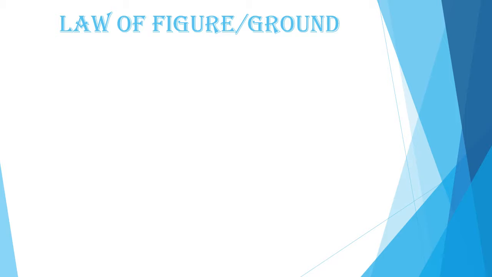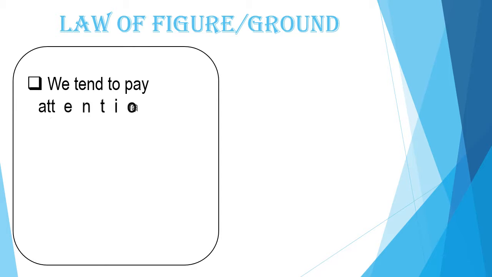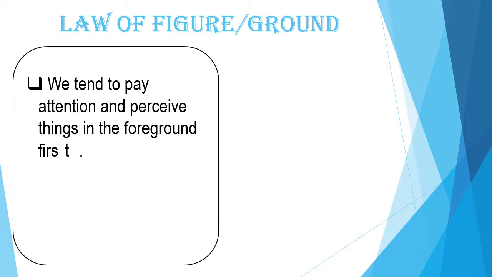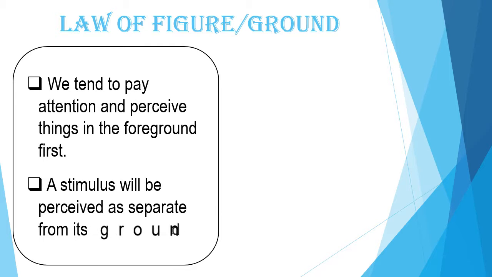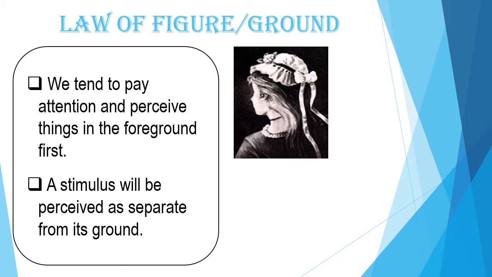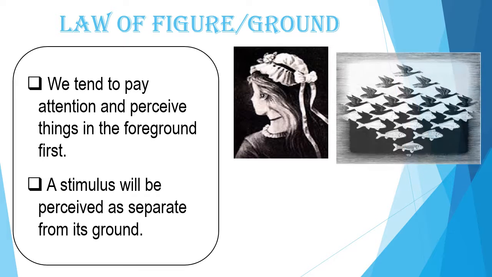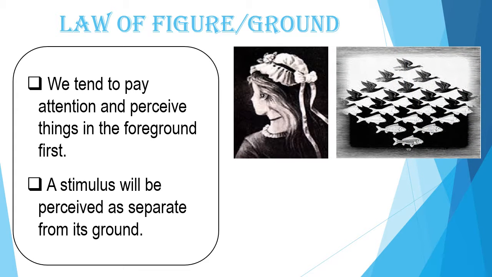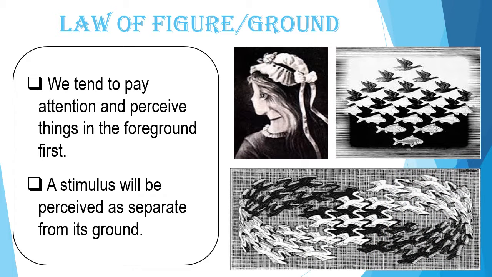Next is the law of figure and ground. We tend to pay attention to and perceive things in the foreground first. A stimulus will be perceived as separate from its ground. Look at these pictures. It seems a beautiful girl or woman, and you can also see an old woman. This one, a fish and a bird, and these pictures.